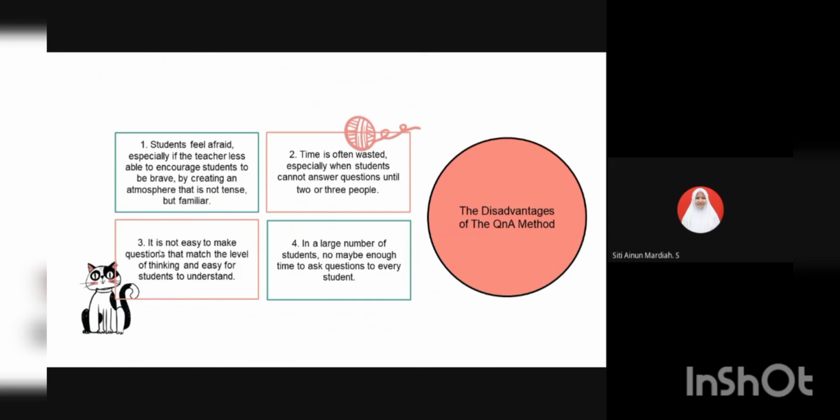The second is that time is often wasted, especially when students cannot answer the question until two or three people. And the next is that it is not easy to make questions that match the level of thinking and are easy for students to understand. And the last is that in a large number of students, there may not be enough time to ask a question to every student.